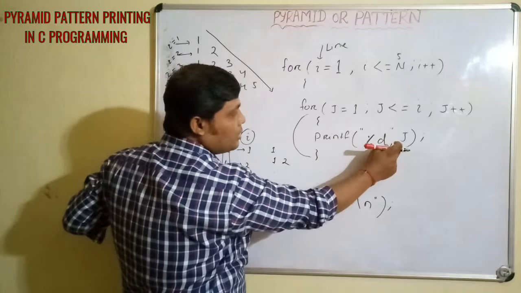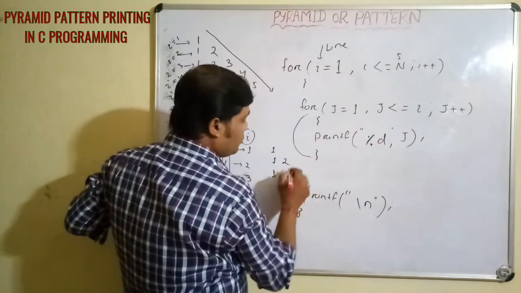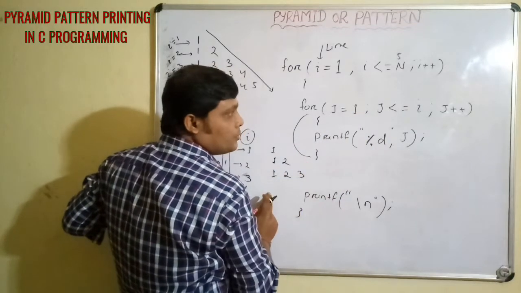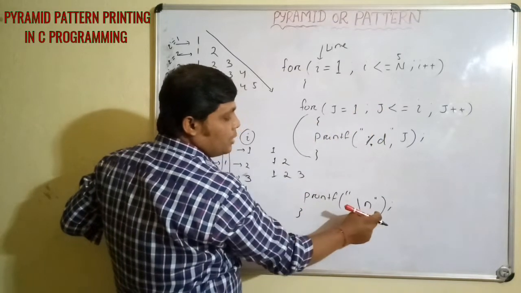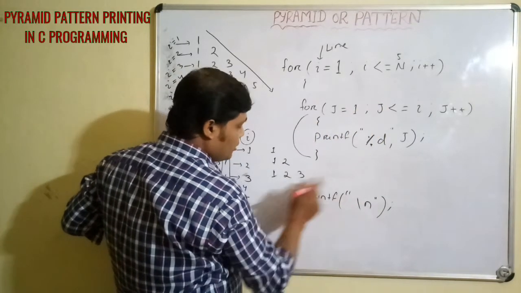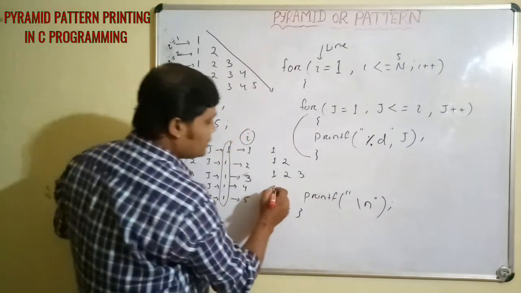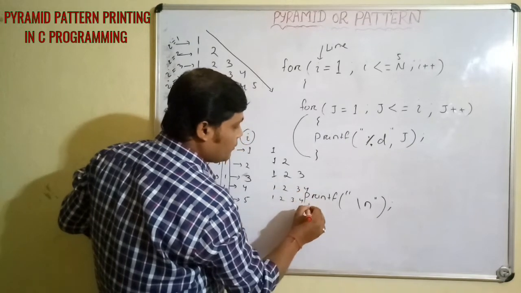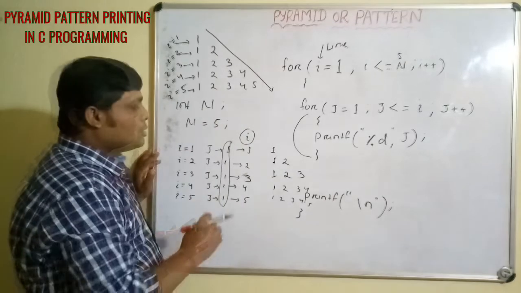Then it will print what? J value is 1. Then J value will be 2. Then again J value will be 3. Like this. Then when J value will be 4, it will go out of the J loop. Then it will print backslash n, it will go to the next line. Clear? Like this, it will print 1, 2, 3, 4. 1, 2, 3, 4, 5. Like that. Clear? This is one pattern.